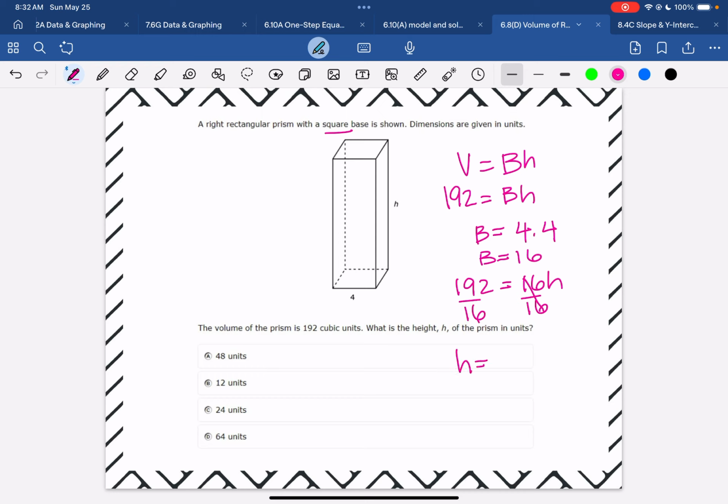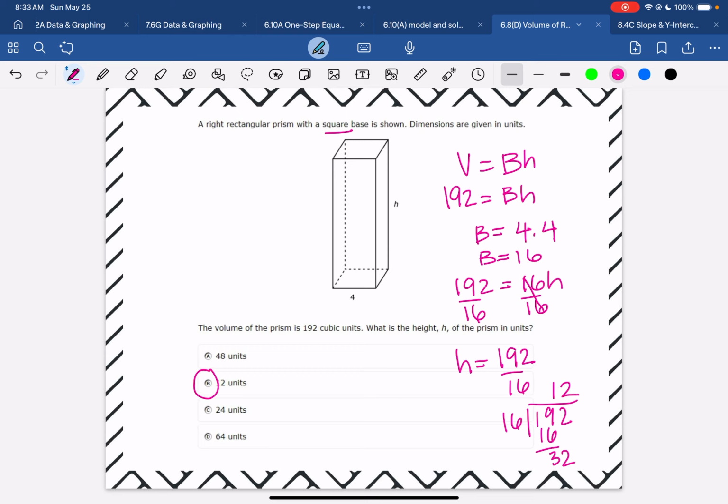And then height equals 192 over 16, which just means divide. So we'll use long division, which is kids' least favorite. 16 goes into 19 once. 1 times 16 is 16. My new division problem is 32 divided by 16, which is 2. So my answer would be B.